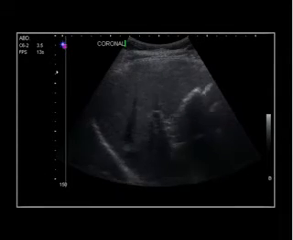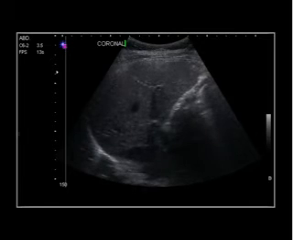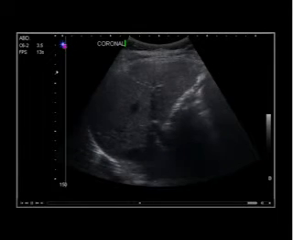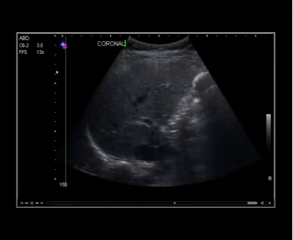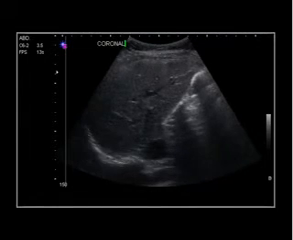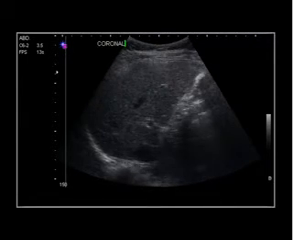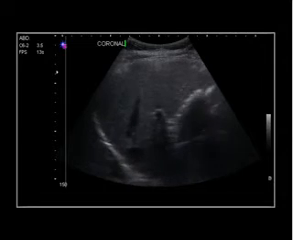Here's another example with the probe turned around. Again, we see that same bright white line, and then we see that dark shadowing next to it. So we're concerned about a gallbladder that's contracted around a number of stones.